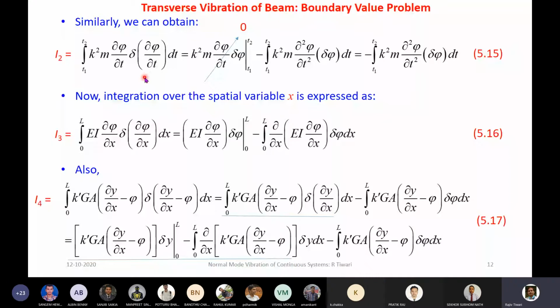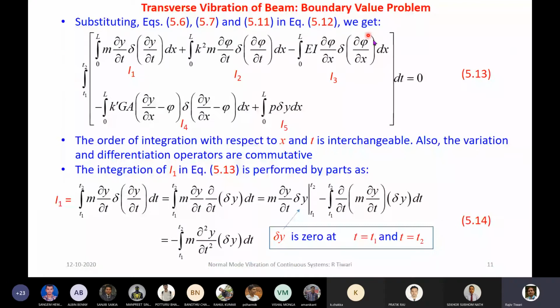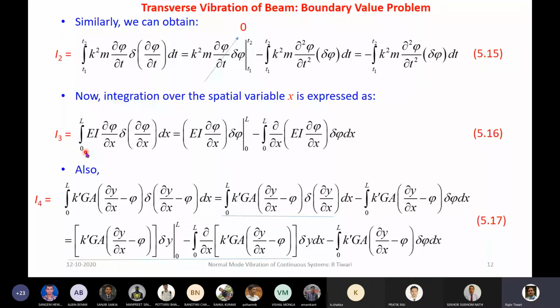Now I3 is this one, in which now the spatial coordinate differentiation is there. So the time integration we can keep outside without any difficulty. We'll take only this at present. So that's why here integration with respect to x only is given. Here again we need to interchange the order of differentiation and the variation, and then we need to do integration by part.